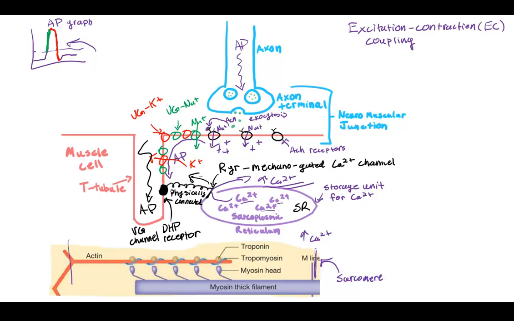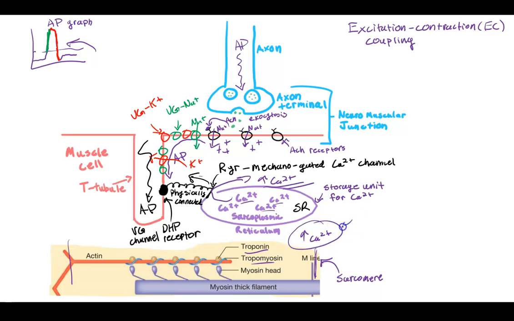And you might remember from a previous slide that the key proteins we have in a sarcomere are actin, myosin, and then on actin we have those two regulatory proteins, troponin and tropomyosin. And earlier I told you that they are blocking myosin from binding to actin. So if we want myosin and actin to come together, we have to remove troponin and tropomyosin. And that's exactly what calcium does.